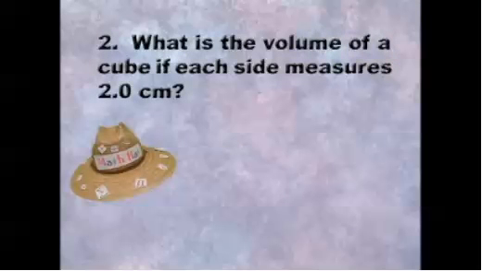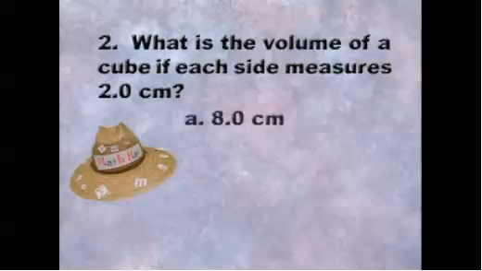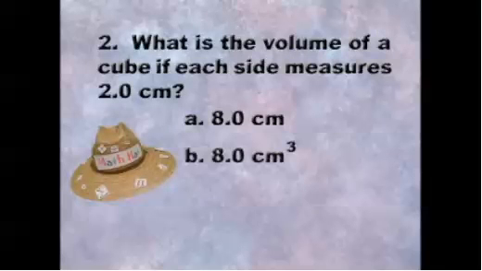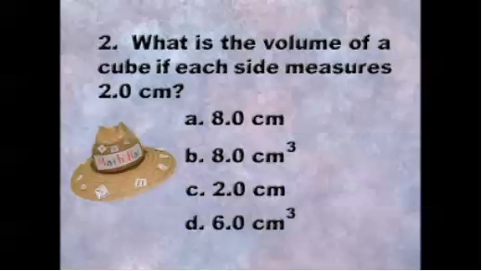You will need your math hat for question number 2. What is the volume of a cube if each side measures 2.0 centimeters? A. 8.0 centimeters. B. 8.0 centimeters cubed. C. 2.0 centimeters. D. 6.0 centimeters cubed.